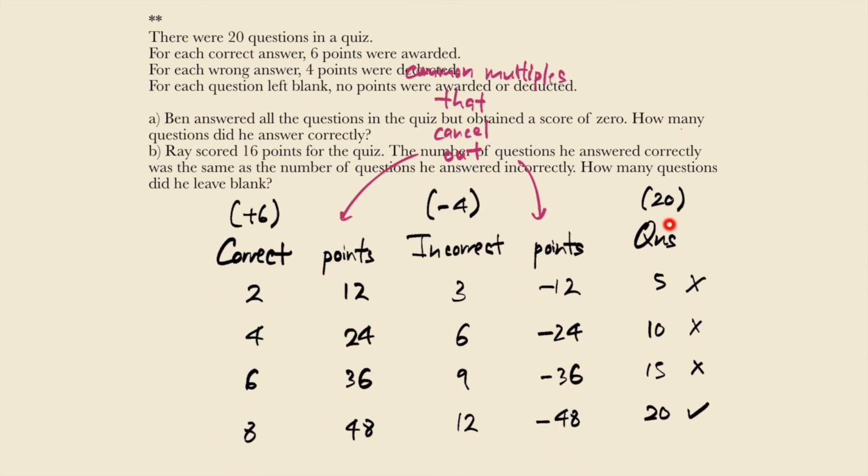Keep going and you realize that the answer is 8 correct answers, 12 incorrect answers. So 48 minus 48, 0 marks. But 8 plus 12 gives us 20 questions. So part A, how many did he answer correctly? The answer therefore is 8.